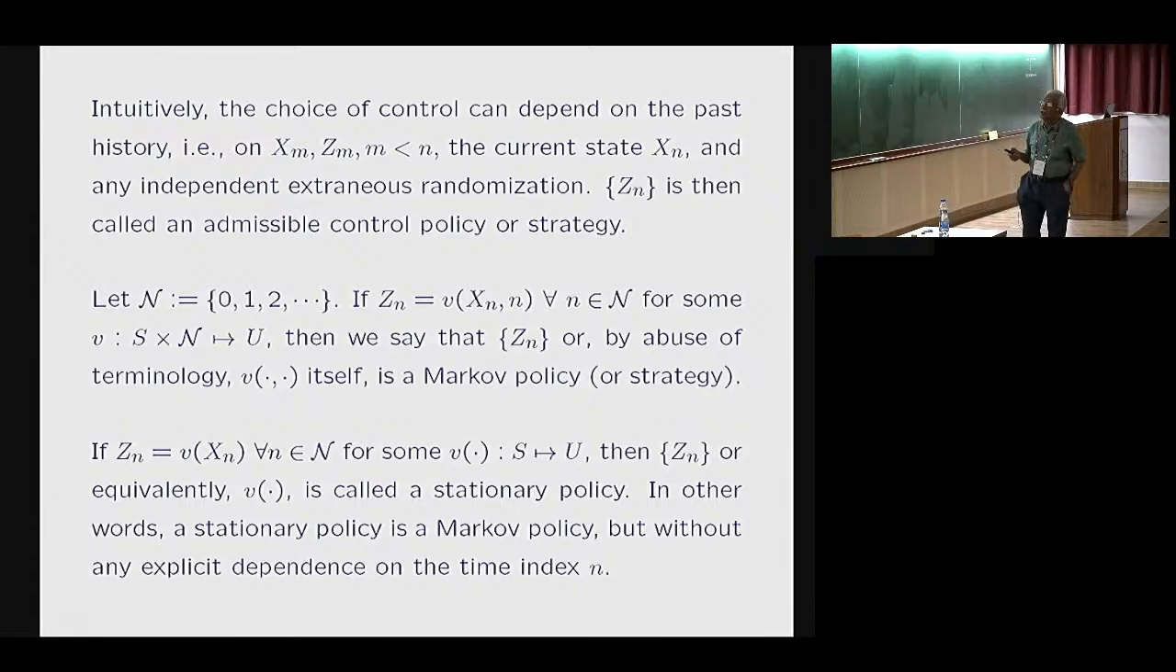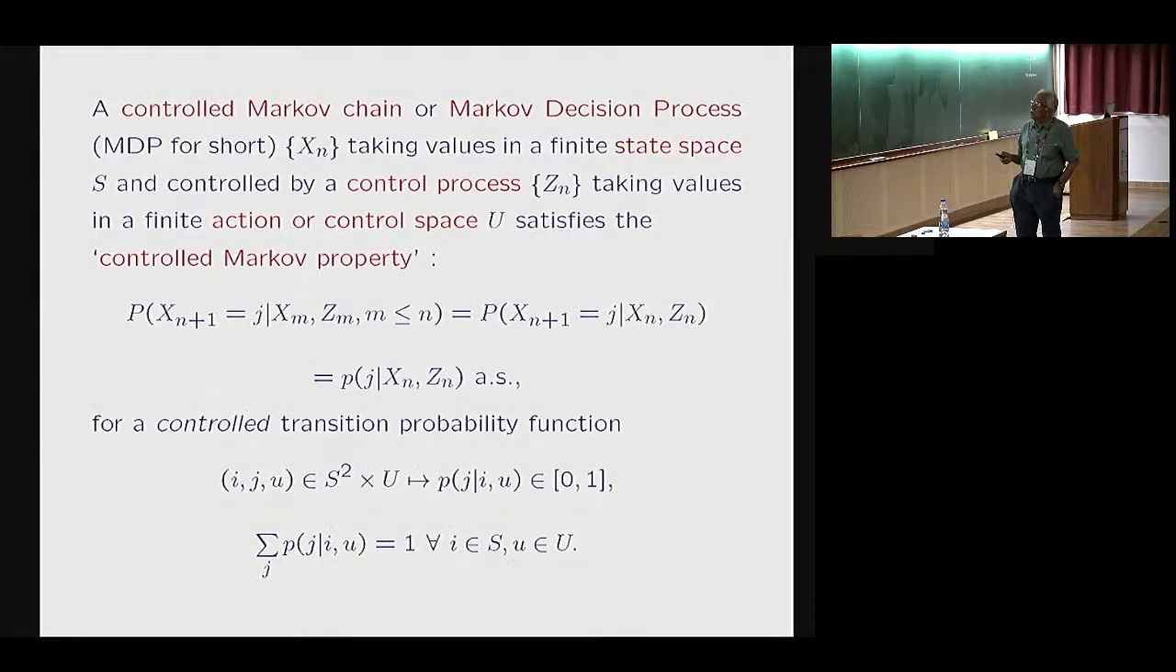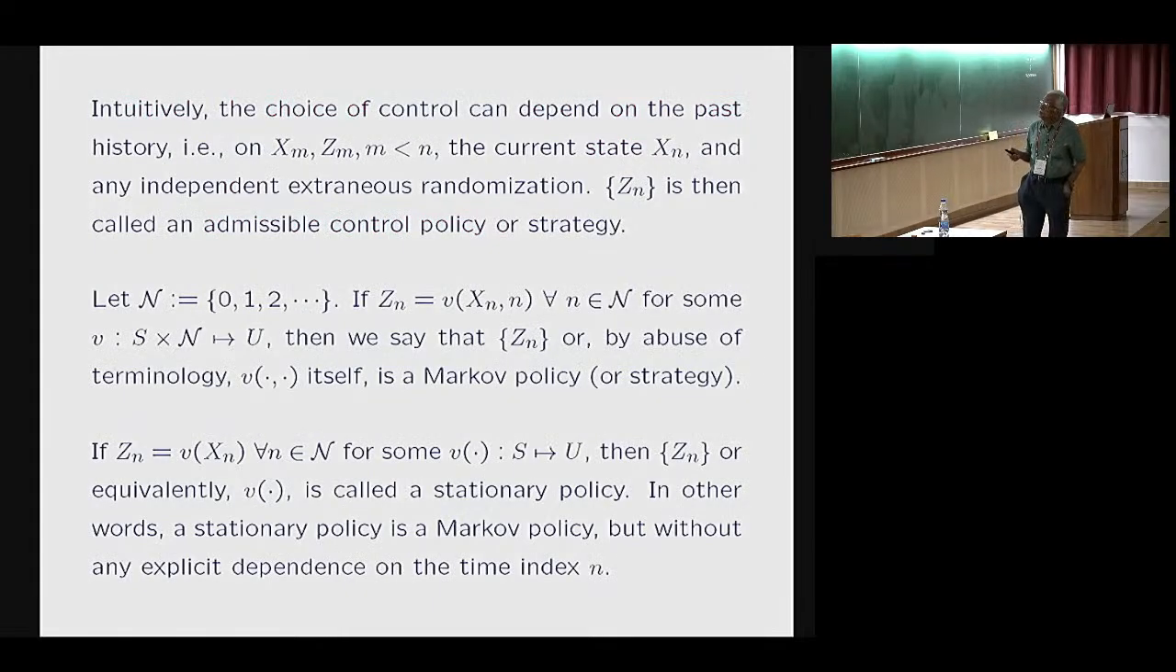Maybe people are still coming in, so I'll just repeat the definitions. A controlled Markov chain is like a Markov chain, but there's this control variable, and the probability of the next state taking some value depends only on the current state and the current control. In general, you allow the control to depend on the entire past, the current state, and some independent randomization. But these two special classes are important. One is the Markov control, where Zn depends only on the current state and current time, and the other is the stationary control, where it depends only on the current state. In both cases, the controlled process will be a Markov chain. For the Markov policy, it can in general be a time inhomogeneous chain, but for a stationary policy, it will be a time homogeneous chain, in the sense that transition probabilities are independent of time.